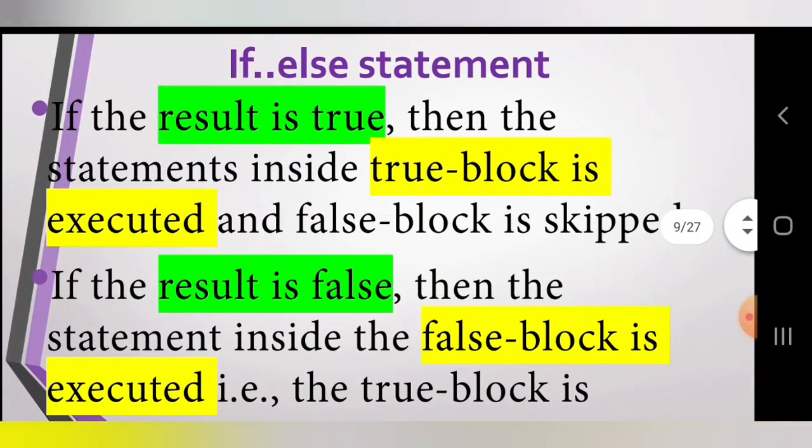Now you can see the if else statement. Here we have two alternatives. Okay, if the condition is true, the true block is executed. Otherwise, the else block is executed. Okay, we have two-way branches, that is the true and false block. If the result is true, then the statement inside the true block is executed and the false block is skipped. Okay, when the condition is true, the false block is skipped. If the result is false, then the statement inside the false block is executed, and the true block is skipped.